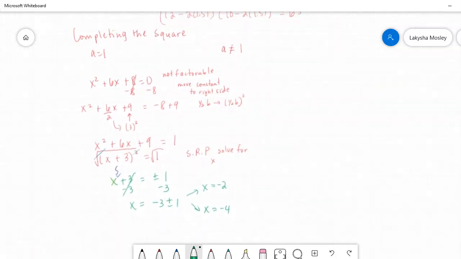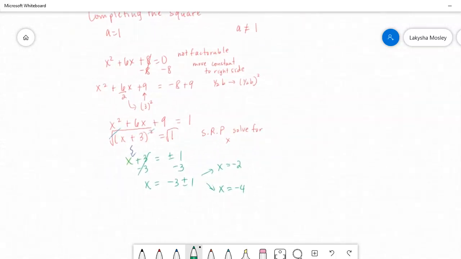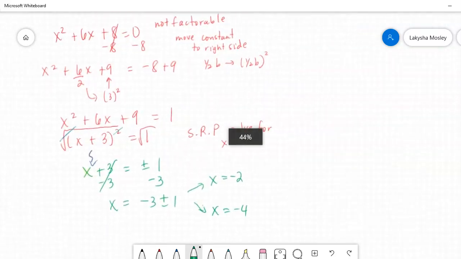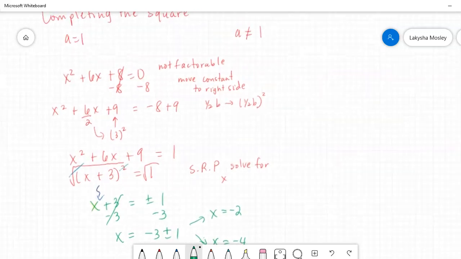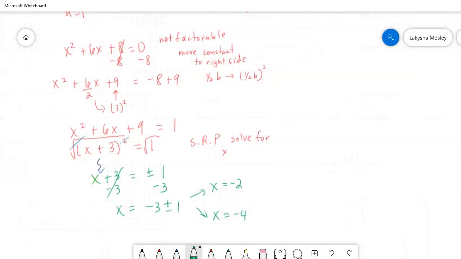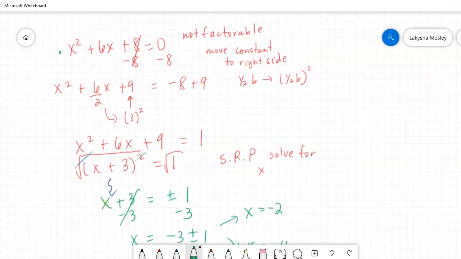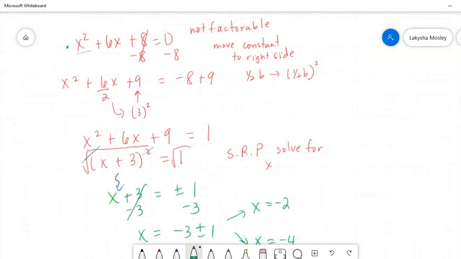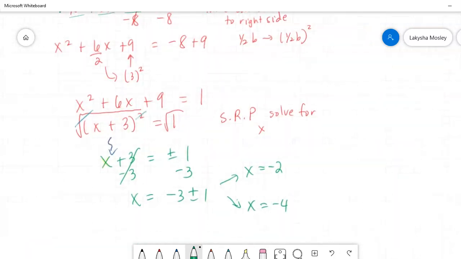And the beauty of solving for things is you can always go back and plug those two x values into the original equation. But what's even better is to take the original problem, x squared plus 6x plus 8, graph it in your calculator and see if your two x-intercepts are negative 2, 0, and negative 4, 0. I could do that for you real quick.